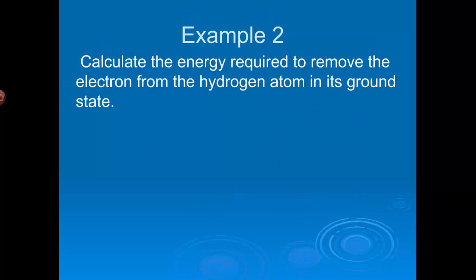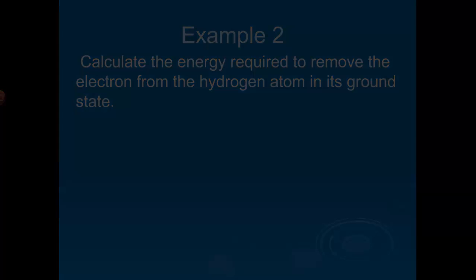All right, your turn. Try this one. We want to remove the electron completely from the hydrogen atom. Go back and look at the previous 2 slides to figure out how to do this, but give it a try, and we'll take a look at it in class.